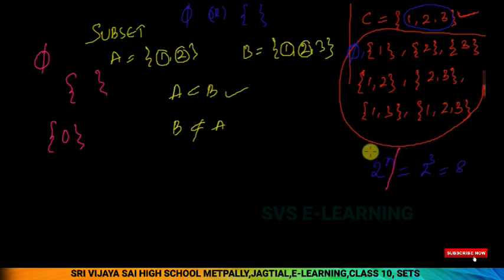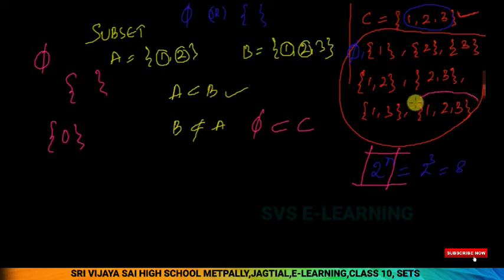And what's the formula to find out how many subsets we can form using a particular set? The formula is 2 power n. What is n? n is nothing but the number of elements of that set. The number of elements of set C here is 3. So in place of n, I wrote 3. 2 cubed is 8. And we see that the empty set is a subset of every set. So the empty set is a subset of set C also.